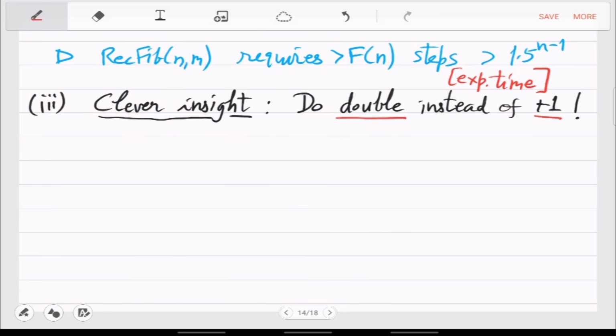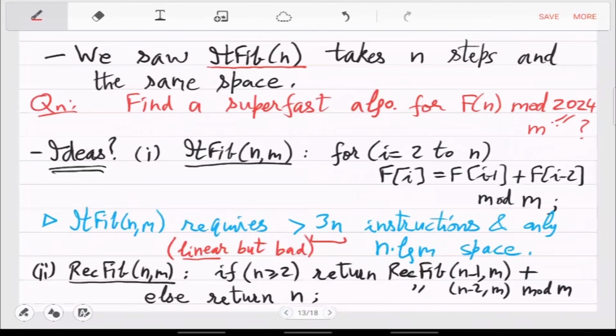So for example, in the recurrence f_i equal to f_{i-1} plus f_{i-2}, or even the recursion, you are reducing the problem of n to n minus 1, right? Or in other words, the opposite way, you are going from n minus 1, n minus 2 to n, so you are doing a plus 1. So instead of doing a plus 1, you should actually go from n to 2n. You should double, which in the opposite way means that if you want to calculate n, you should use n by 2. Okay, so instead of plus 1, you do double, or instead of minus 1, you halve. That will be the trick.